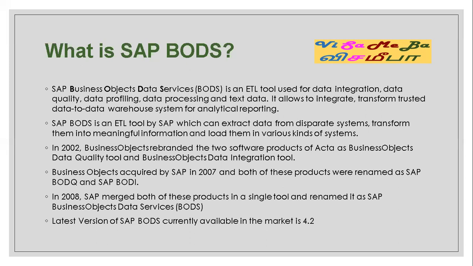In 2002, Business Objects rebranded the two software products of Acta as Business Objects Data Quality Tool and Business Objects Data Integration Tool. Business Objects was acquired by SAP in 2007, and both of these products were renamed as SAP BODQ and SAP BODI.